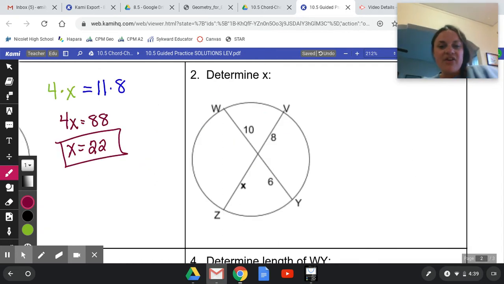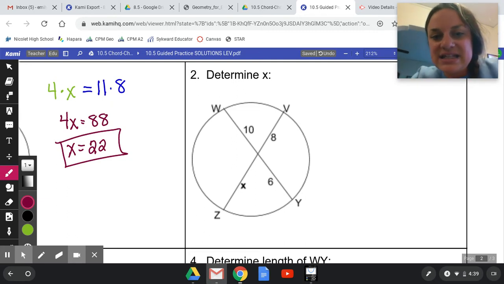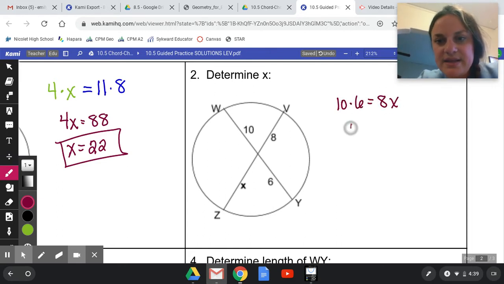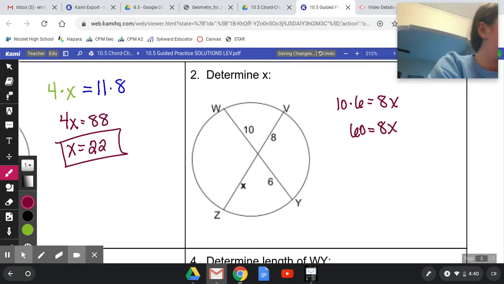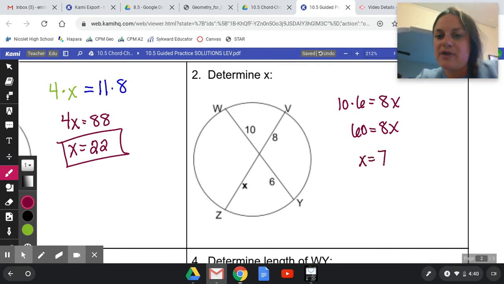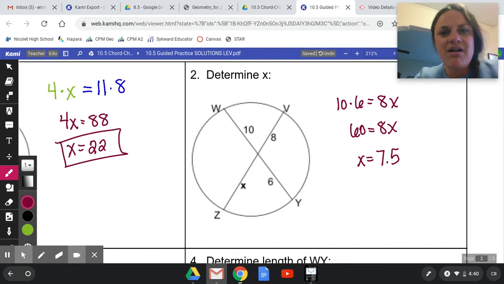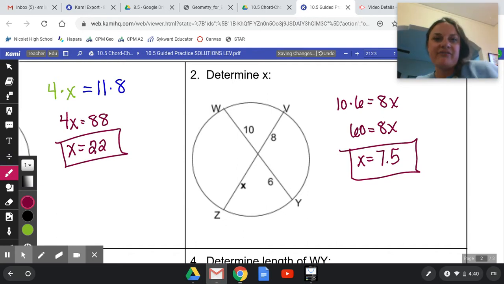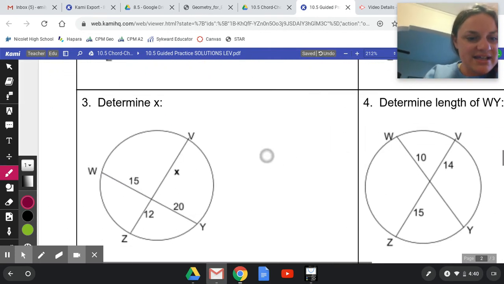Next, let's try another one. Once again, I'm just multiplying down my lines. So 10 times 6 is equal to 8 times x. 60 equals 8x. What is 60 divided by 8? 7.5. X is equal to 7.5. Can it be a decimal? Sure can. Yes. Side lengths can be like 7.5, right? I can have the side length of a table be 7.5 feet. It is a length of a line segment. A decimal is okay. All right, let's keep going.